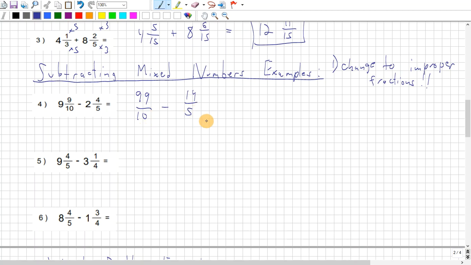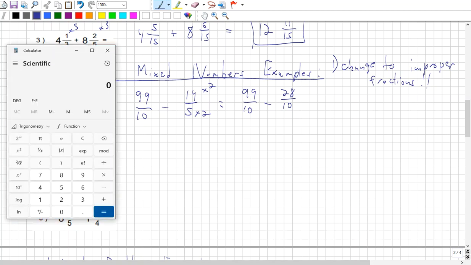I can see that both the 10 and the 5 go into 10. So I'm going to multiply the second fraction by 2. So I end up with 99 over 10 minus 14 times 2 is 28 over 10. And remember, you can use a calculator in this course. Don't be afraid. It's okay.